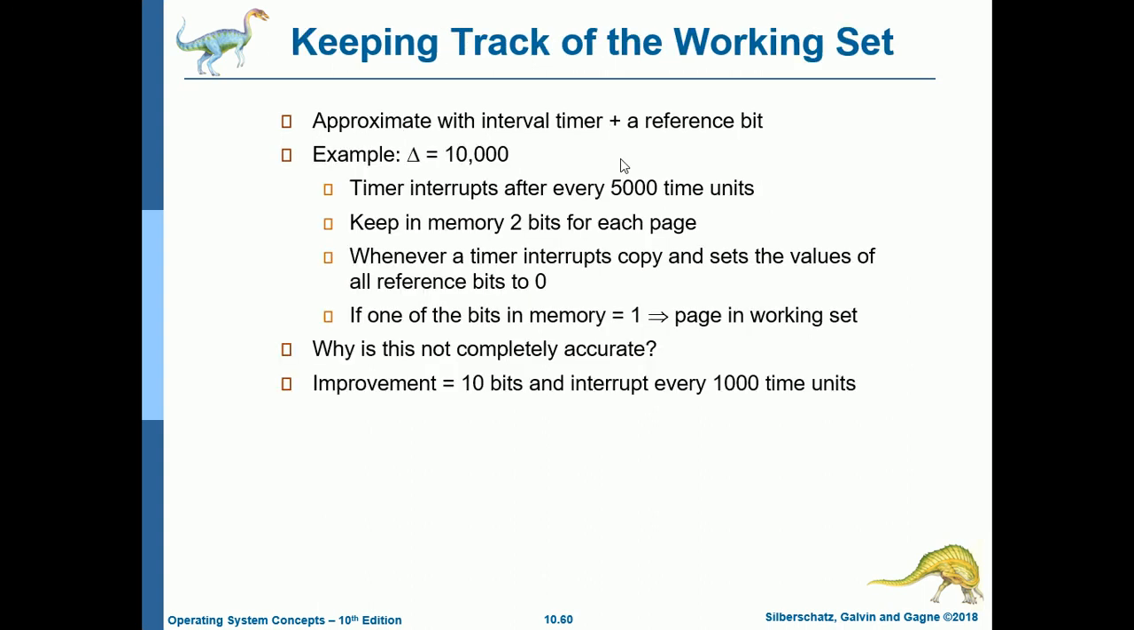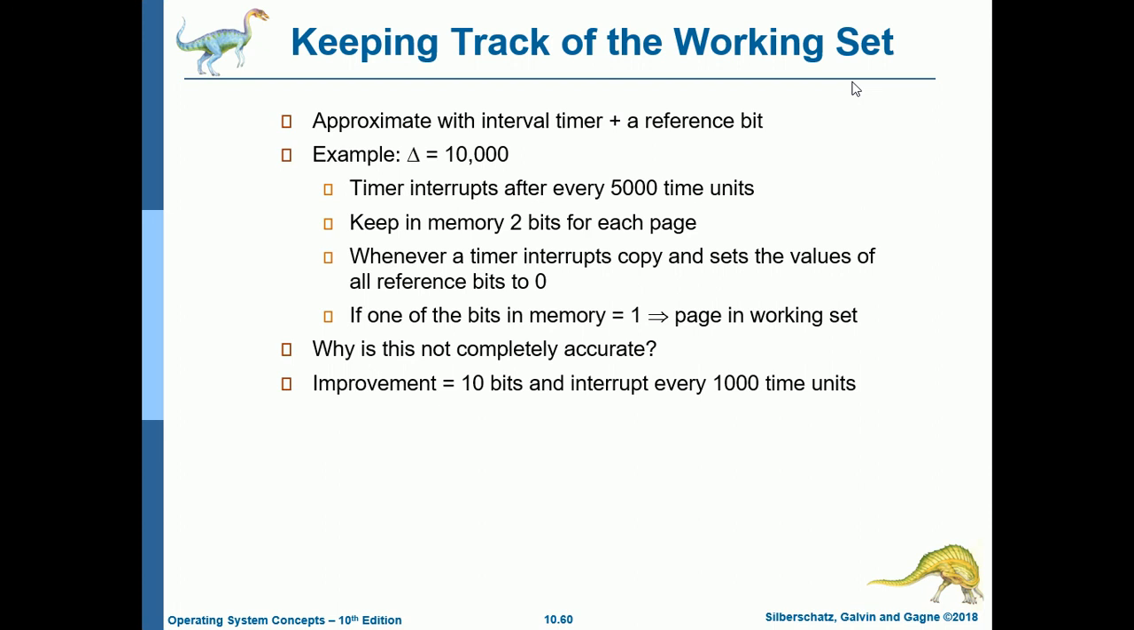So approximate with an interval timer plus a reference bit. For example, our delta is 10,000. The timer interrupts after every 5,000 time units, and we keep in memory 2 bits for each page. Whenever the timer interrupts, copy and set the values of all reference bits to 0. And then if one of the bits in memory is equal to 1, then the page is in the working set.